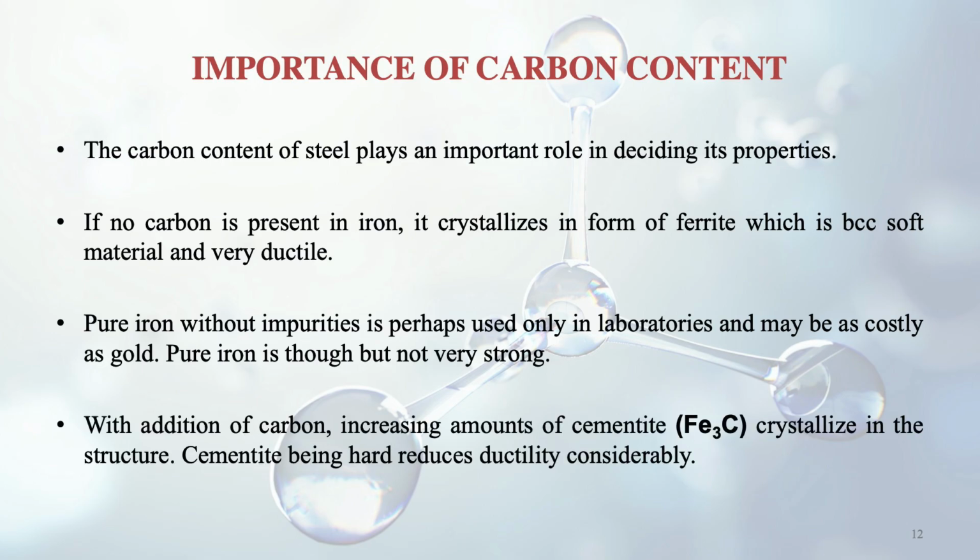With addition of carbon, increasing amounts of cementite form. Like ferrite we discussed, there is another thing called cementite, which is given by the chemical formula Fe3C. It has the hardness property and its strength is also more. So with addition of carbon, this cementite is formed and it crystallizes in its own structure. Cementite, like I told, is very hard and it reduces ductility considerably.